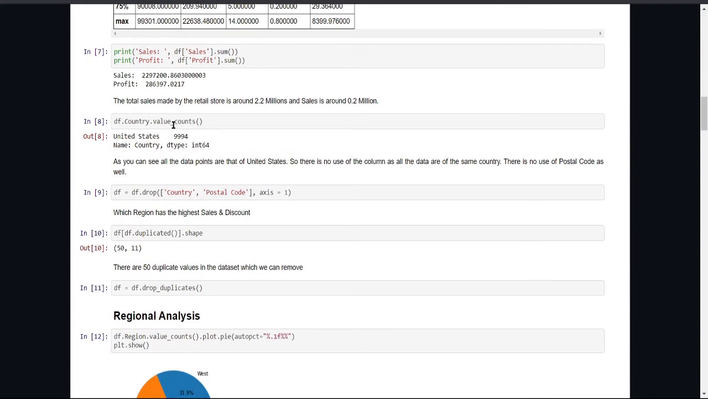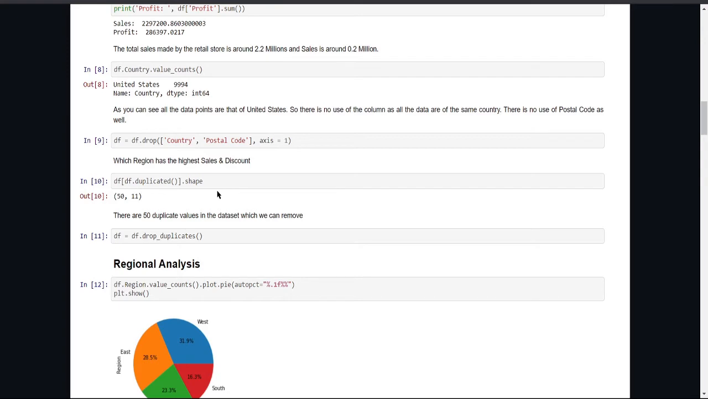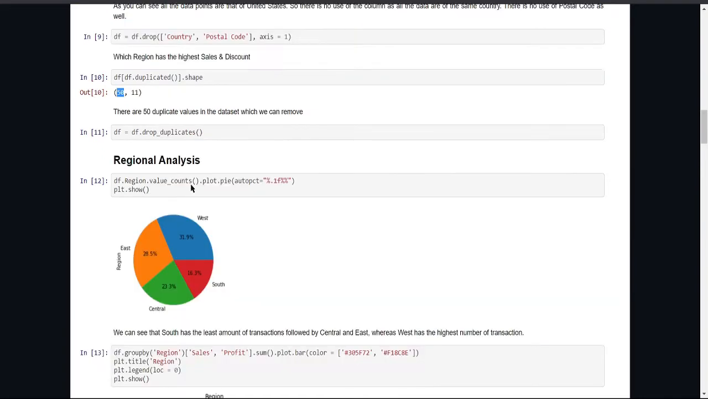After performing value counts on the country, we see that all the country values are the same for all the records, which is United States, so it will not be useful for the rest of the data analysis. So we drop the country and postal code columns. Then we check for duplicate values in the dataset. When we perform the duplicate function, we see that there are 50 duplicate rows, so we drop them and move on to the actual visualization part.